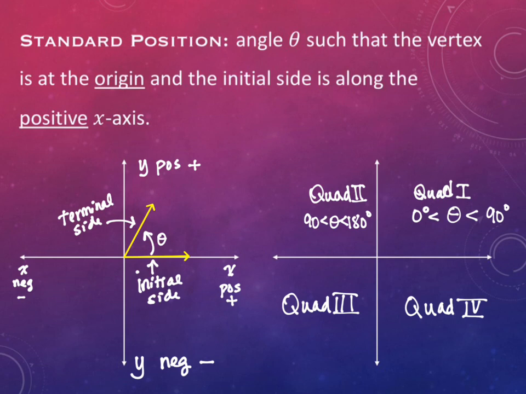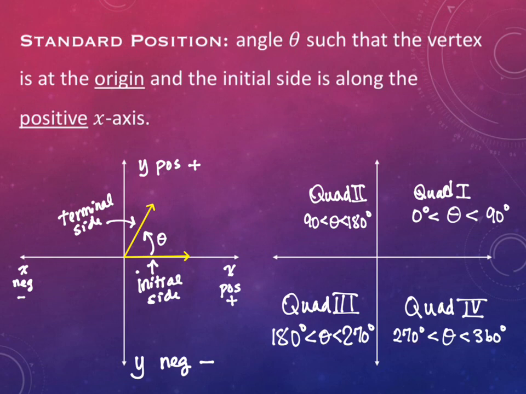If we fall down in quadrant 3, we're between 180 and 270. And if our angle goes all the way around and extends into quadrant 4, then our angle is between 270 and 360.